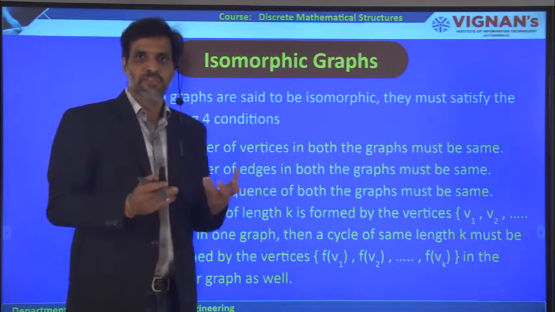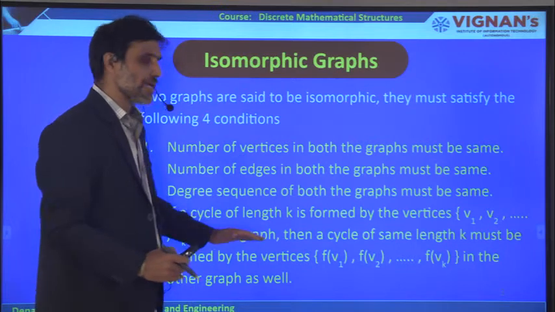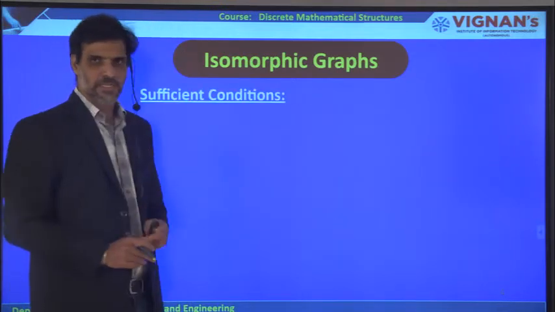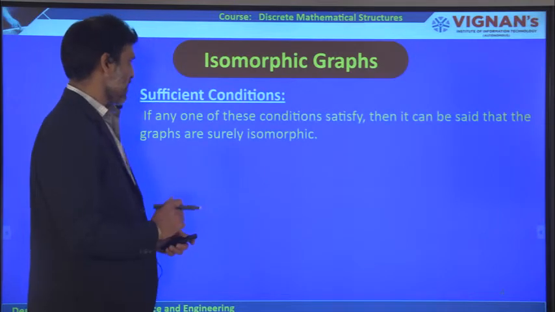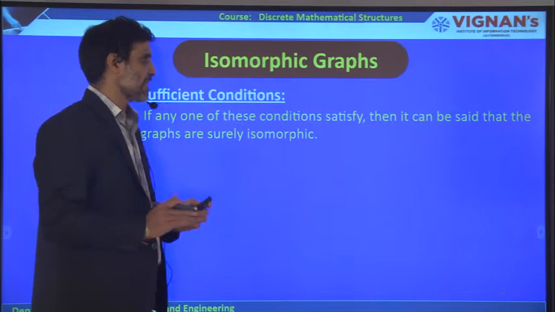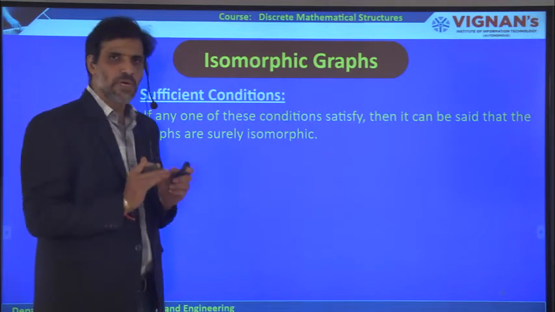So what are those sufficient conditions? These are only the necessary conditions. So let us go through the sufficient conditions. What are the sufficient conditions? If any one of these conditions is satisfied, then it can be said that the graphs are surely isomorphic.